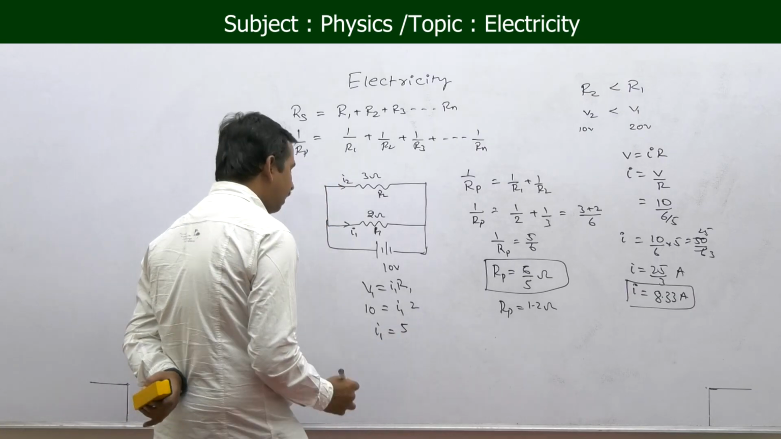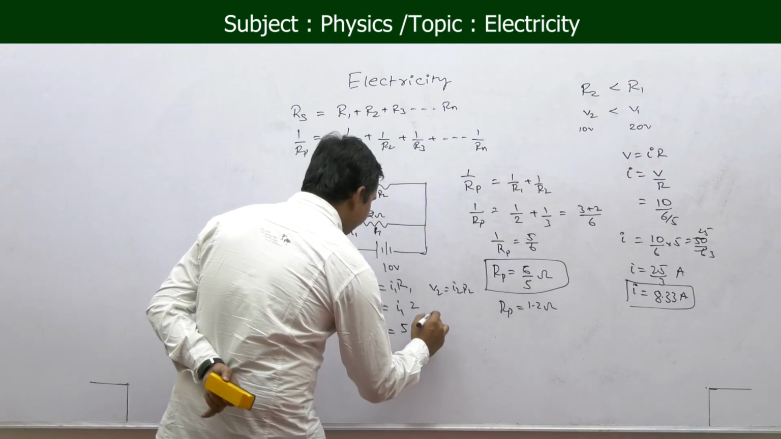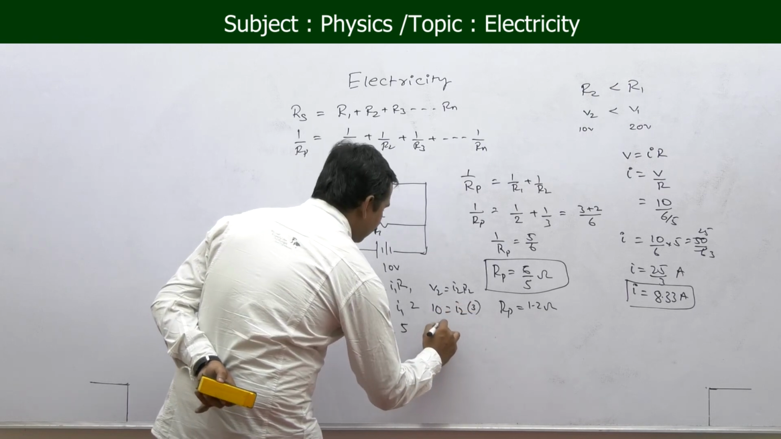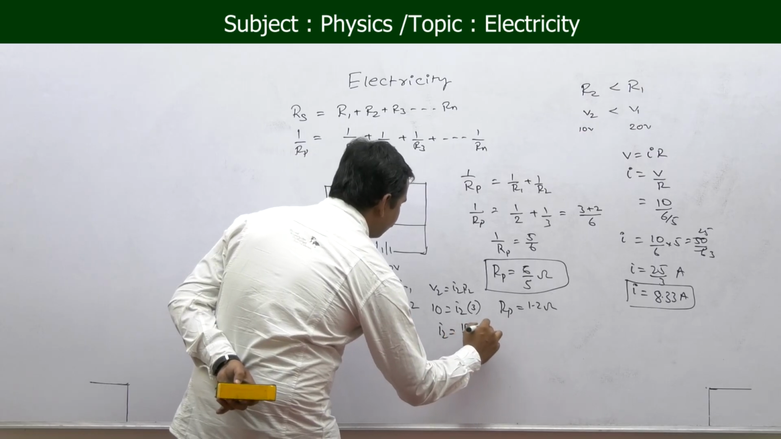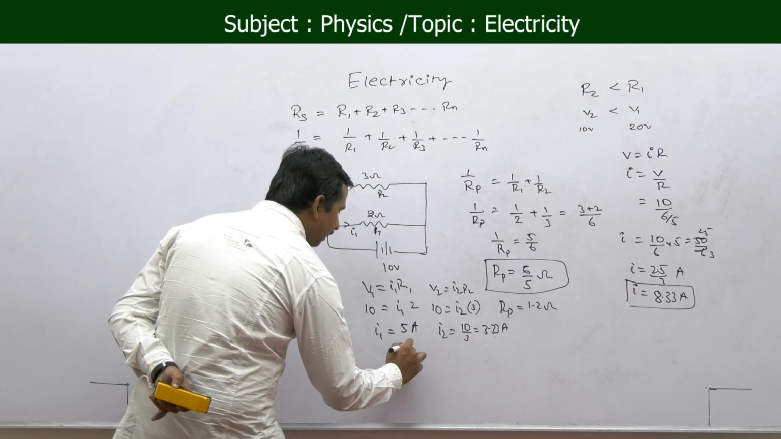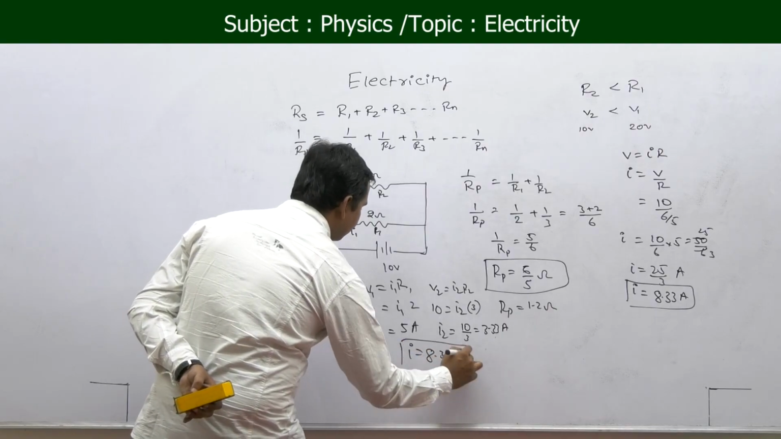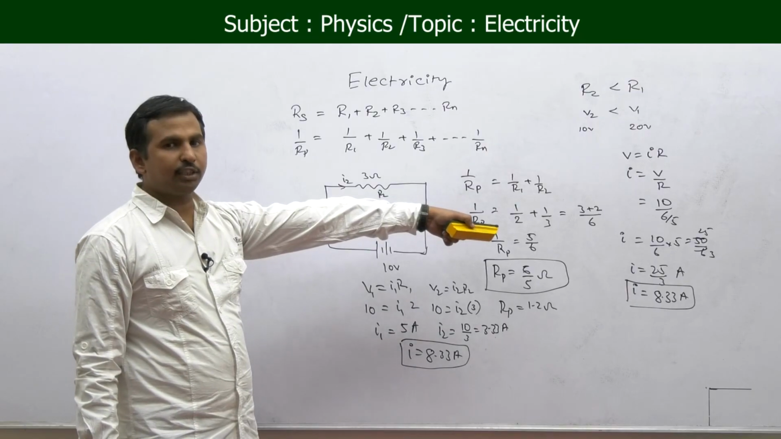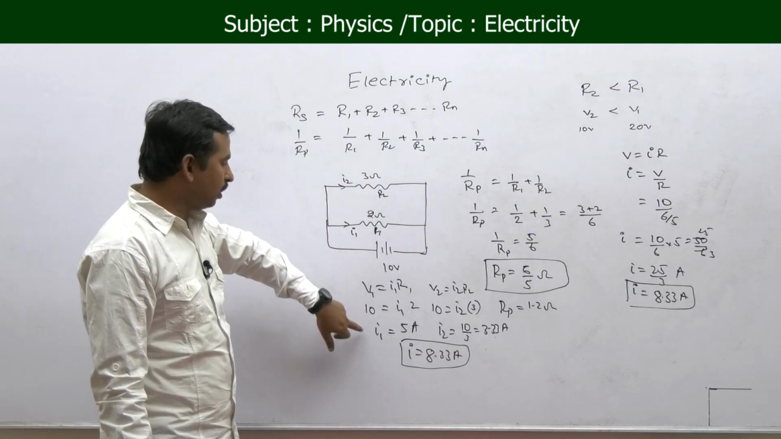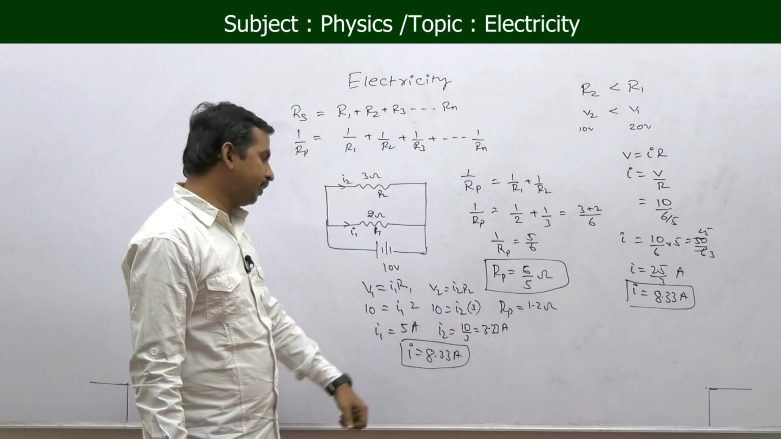Whereas for I2, V2 is equal to I2 R2. V2 is again 10, I2 we are finding, and its resistance is 3, so I2 becomes 10 by 3, which is 3.33 amperes. Then finally the total current I is 5 plus 3.33, which is again 8.33 amperes. So that current of 8.33 amperes is divided: the 2 ohm resistor takes I1 equal to 5 amperes and the 3 ohm resistor takes I2 equal to 3.33 amperes.